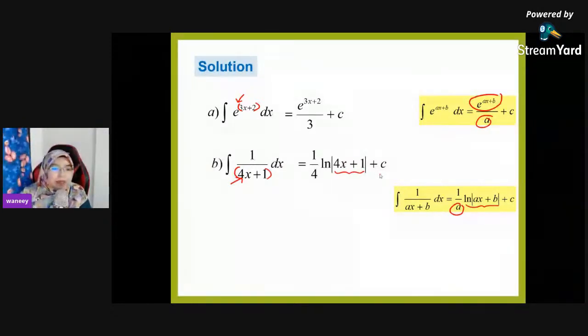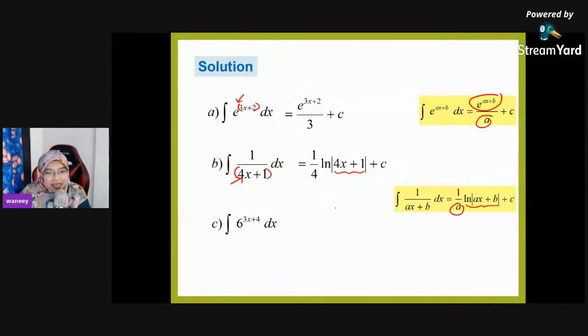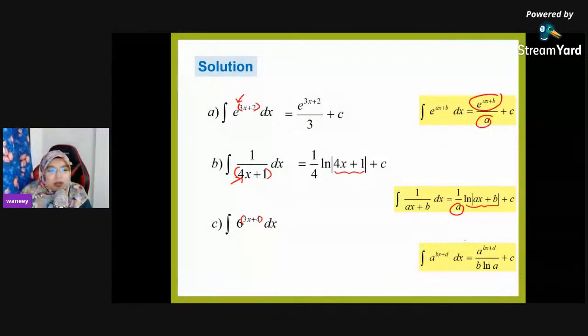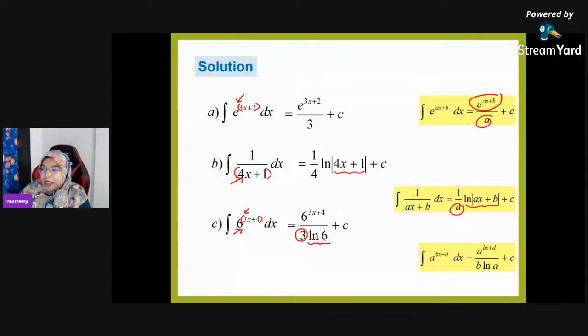So now c. We got 6 to the power of 3x plus 4 dx. Again, this one we can write down using the basic rule because the power is linear. Nampak macam bosan kan? Miss asyik sebut je linear, linear, linear, but I want to put some emphasis. So we copy down everything first, then divide by the coefficient of x, which is 3, and ln of the base, which is 6. So it becomes 6 to the power of 3x plus 4 over 3 ln 6 plus c. Done.